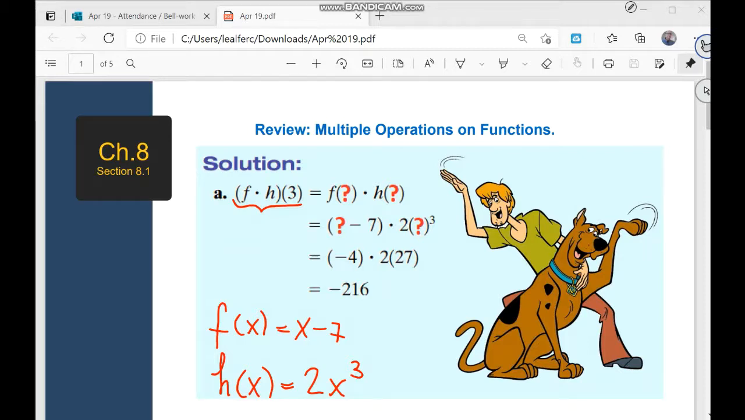We can find the answer for this by multiplying f of x times h of x, but we need to plug in something here. Something is missing. What is the number missing here? It is the value of x. What is the number we have to plug in on x to find the solution?